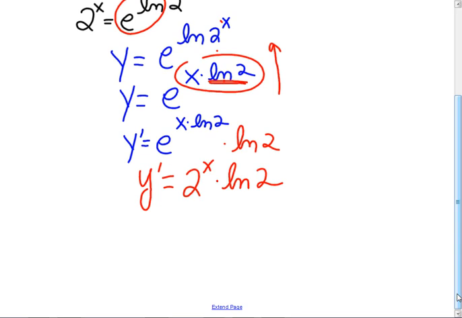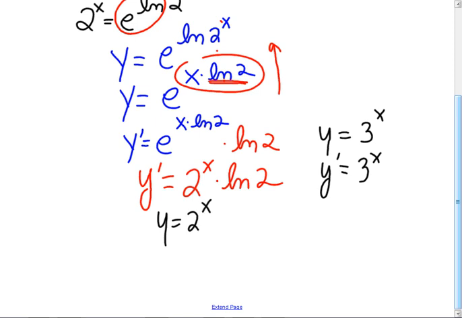I'll show you another method which you'll be much happier with. What if y equals 3 to the x? What's y prime? This is 3 to the x. Remember what y was here. y was just 2 to the x. So it's an exponential function. I get the same exponential function back again times what?